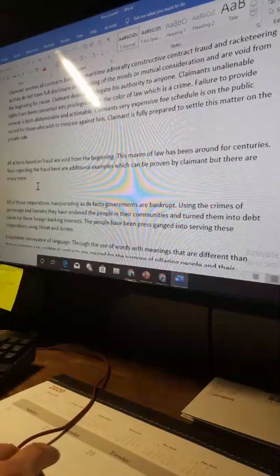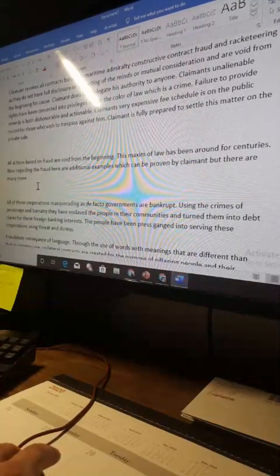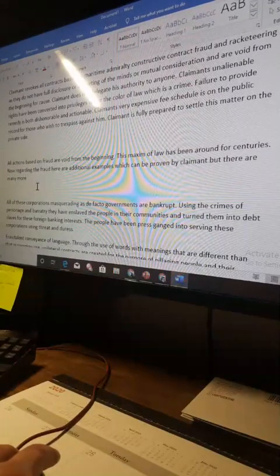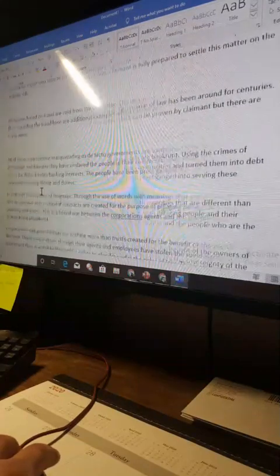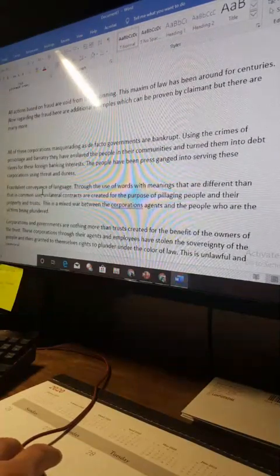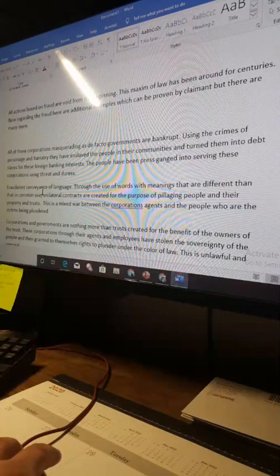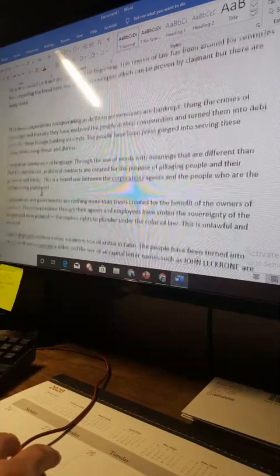All actions based on fraud are void from the beginning. This maxim of law has been around for centuries. Now regarding the fraud, here are additional examples which can be proven by claimant, but there are many more. All of these corporations masquerading as de facto governments are bankrupt. Using the crimes of personage and battery, they have enslaved the people in their communities and turned them into debt slaves for these foreign banking interests. The people have been press-ganged into serving these corporations using threat and duress.